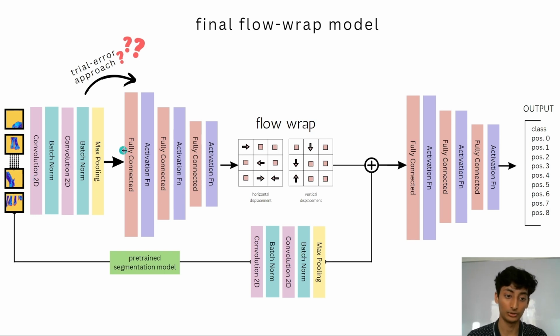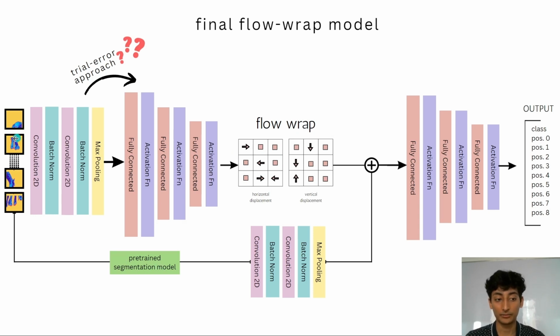Then we do max pooling. Then you have the ANN network. Then you have the flow warp model that we have, which shows the horizontal displacement and the vertical displacement. Because if you look at this, it becomes a regression type problem, because each piece can go either one place down, two places down, or one piece right, two pieces right. So this becomes a regression problem.